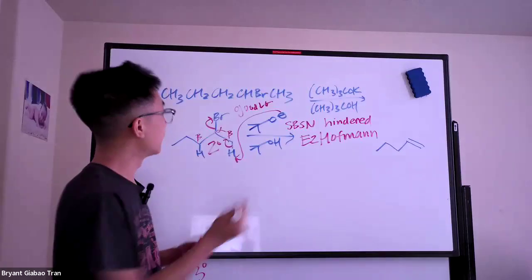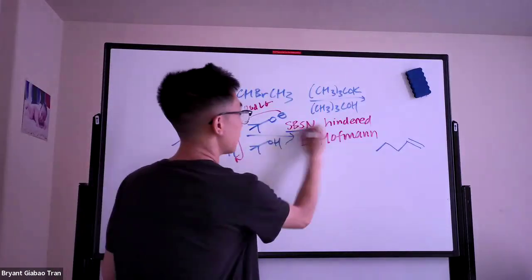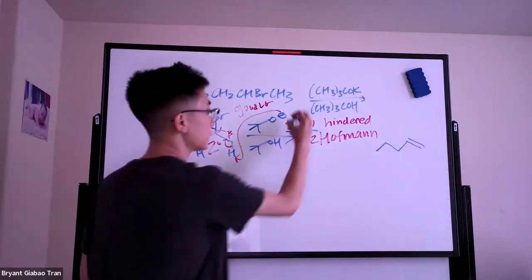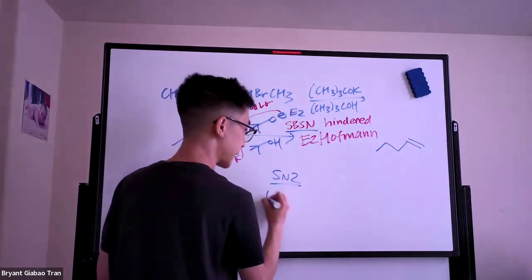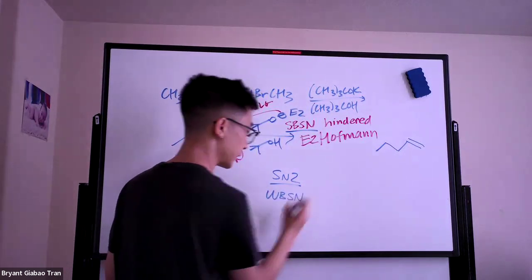Wait, I forgot. So SN1 and E1 go together, but why are E2 and SN2 separate? Yeah, so E2 here requires a strong base, a strong nucleophile, whereas SN2 requires a weak base, strong nucleophile.